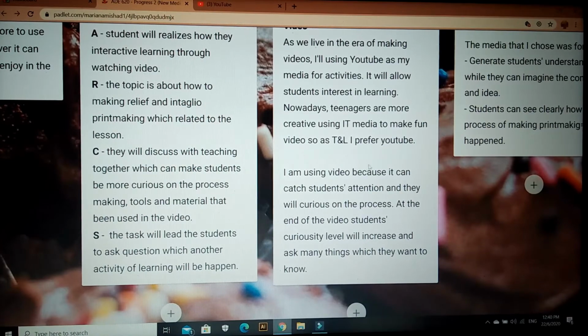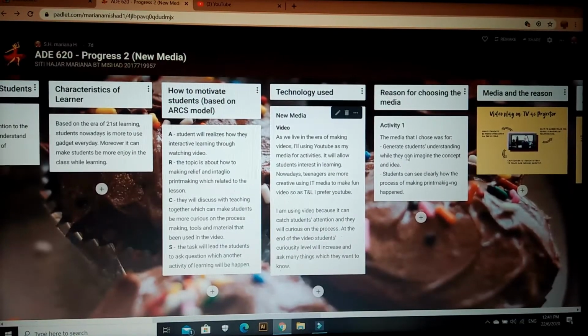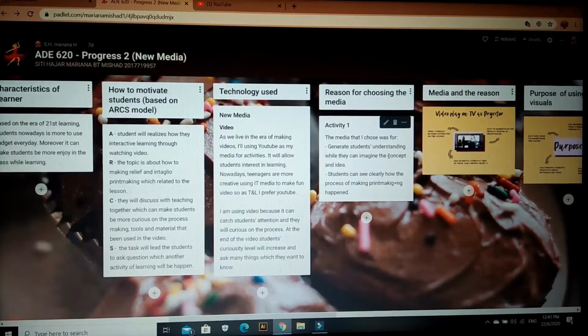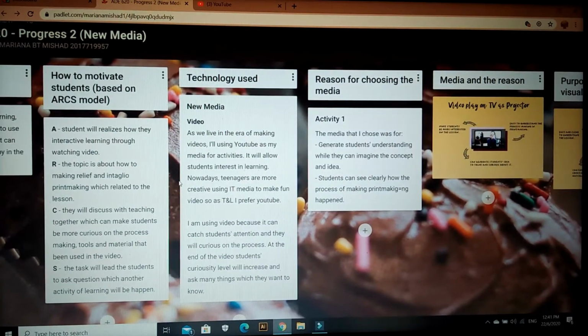I am using video because it can catch students' attention, and they become curious about the process. At the end of the video, students' curiosity level will increase and they will ask many things they want to know. So I think the learning process will happen after I show the video, because the video is something that students will get excited about.